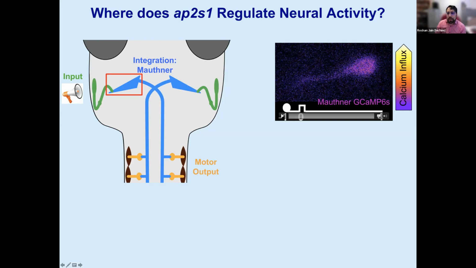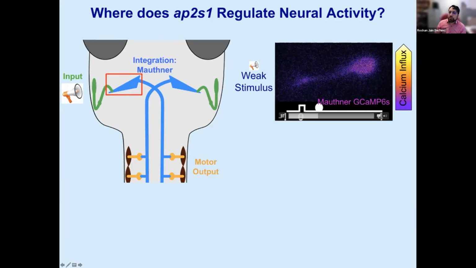So we expressed a fluorescent calcium reporter in those Meissner neurons right here, and so we're showing the cell body of that Meissner neuron. And we can look spatially at that, and we can see both the lateral dendrite here, which is receiving the acoustic excitatory input, as well as the soma of that neuron right there. And what we find is that when we give them a weak stimulus, we can observe sort of an activation from that weak acoustic stimulus at the lateral dendrite.